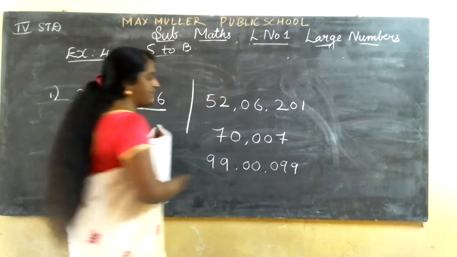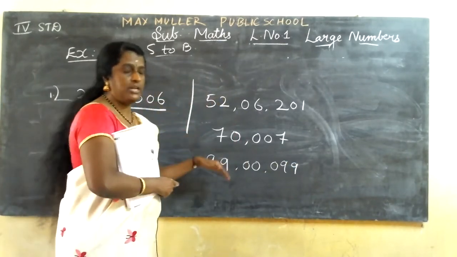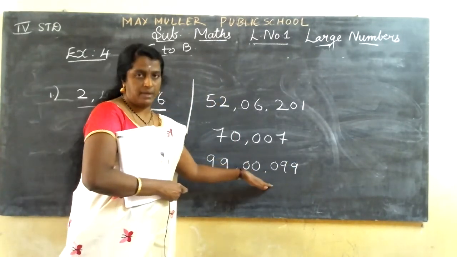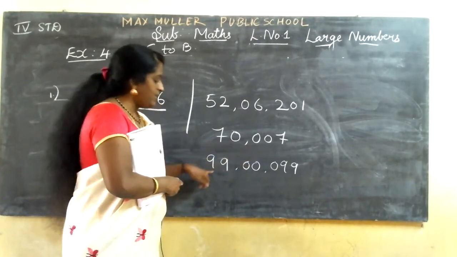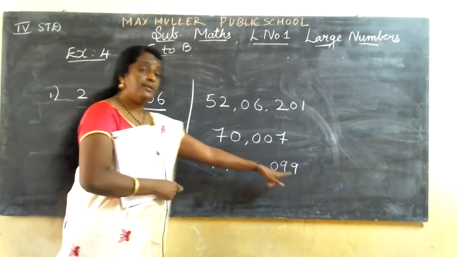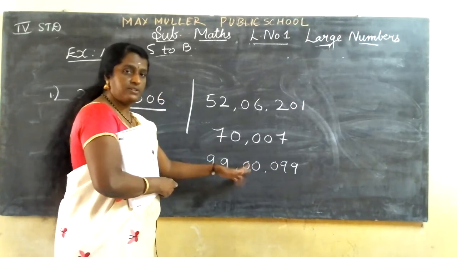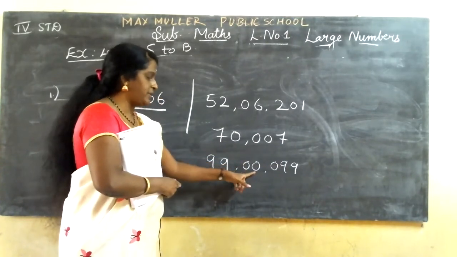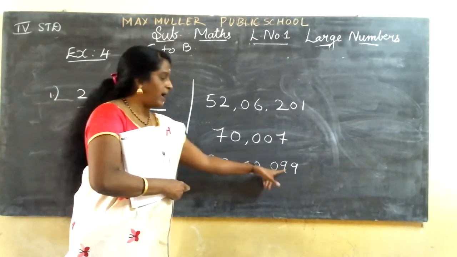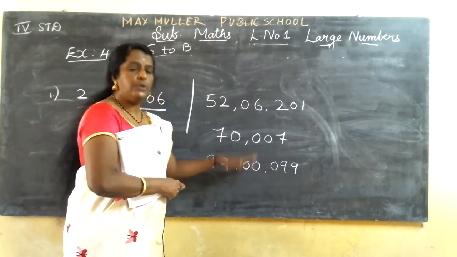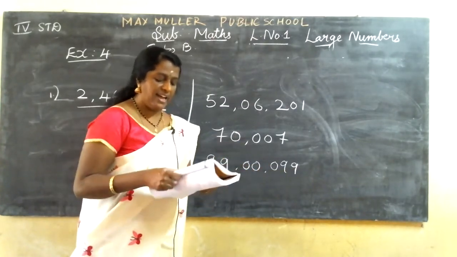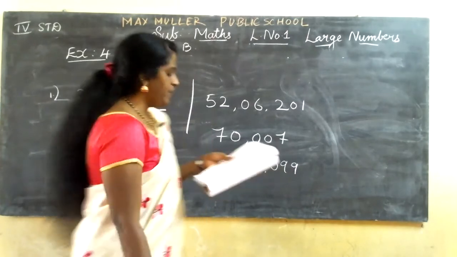100 place also nothing. So by reading the question, how we should write the numbers? So 99 lakh and 99. So after lakh, 1000 is there. So two numbers, thousands place I put 0, 100 place also 0, and 99. Understood? No? Write like this. Everything up to last you should complete it. Next main, third main.